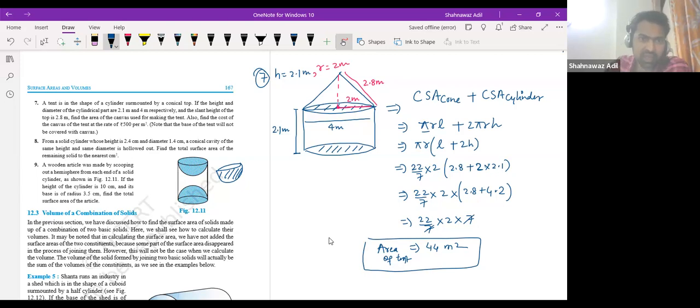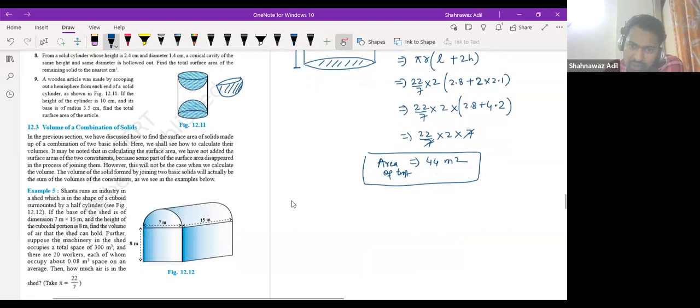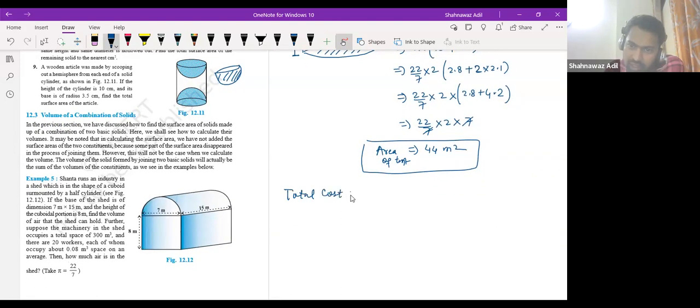There is another thing that we have to find. Find the area of the canvas used for making the tent, and also find the cost of the canvas of the tent at the rate of 500 per meter square. So we have to find the cost. The total cost would be area into rate, right? So the area is 44 and the rate is 500. This is 22 thousand. This would be the total cost, right?